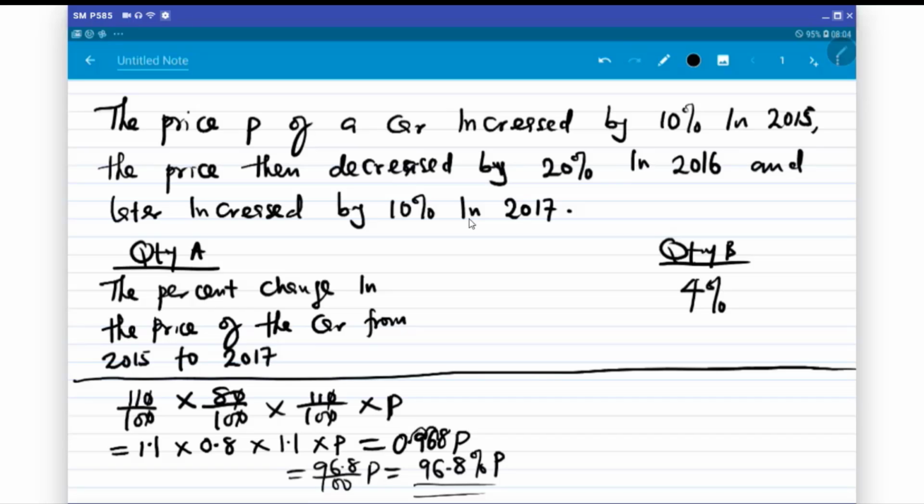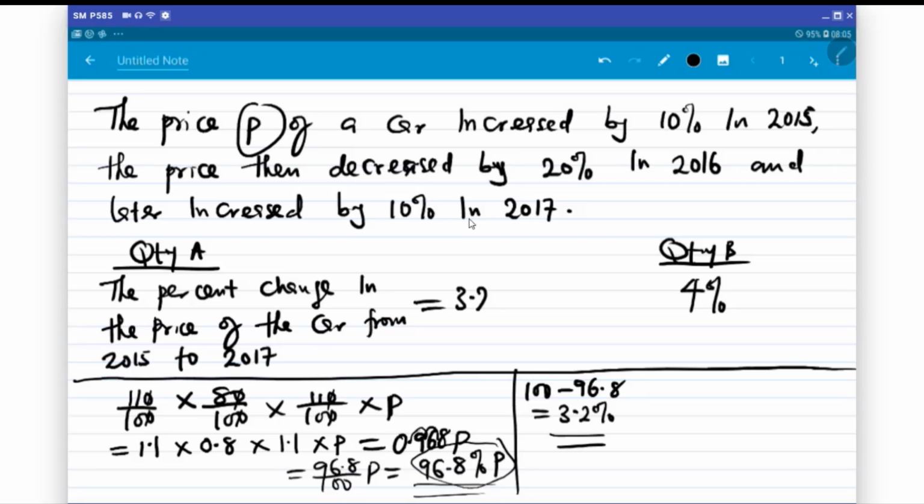So what is this telling us? It means that now we are having our P reducing. Okay, as you can see here, it was 100% before, now 96.8%. And it has reduced by how many percent? You can simply subtract to know the number of percent. Subtract 96.8 from 100. And what does that give you? That gives you 3.2%. So that means our P has reduced by 3.2%. So the percent change is 3.2%.